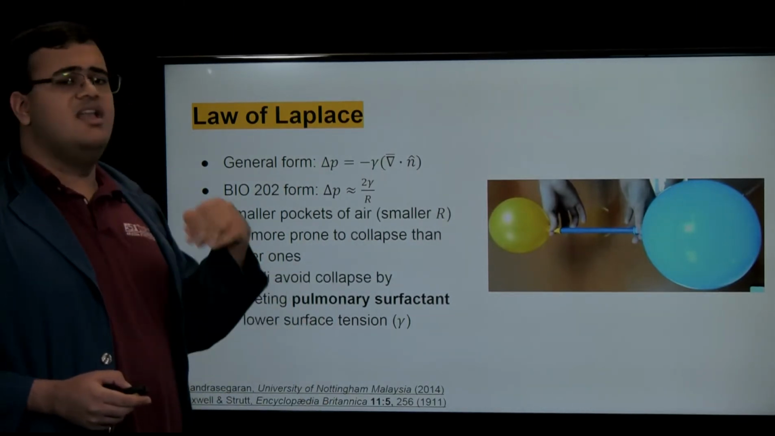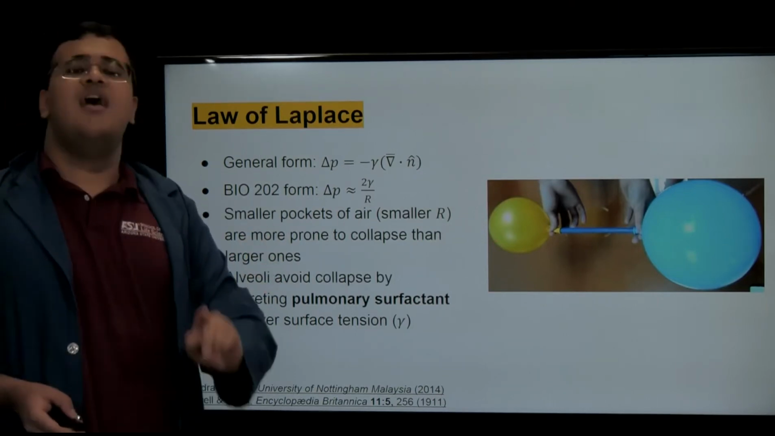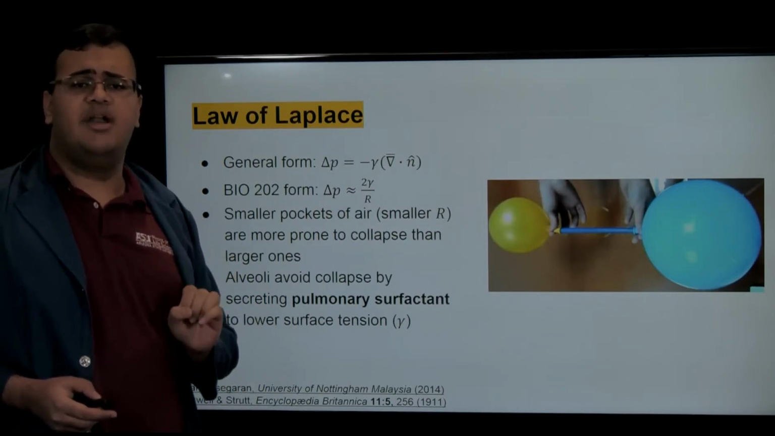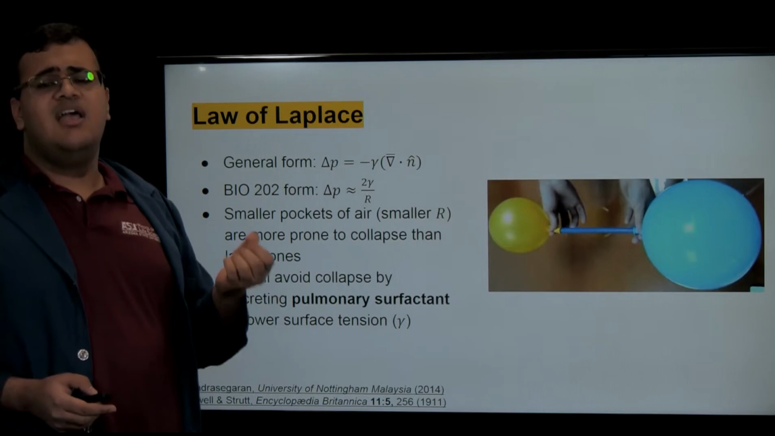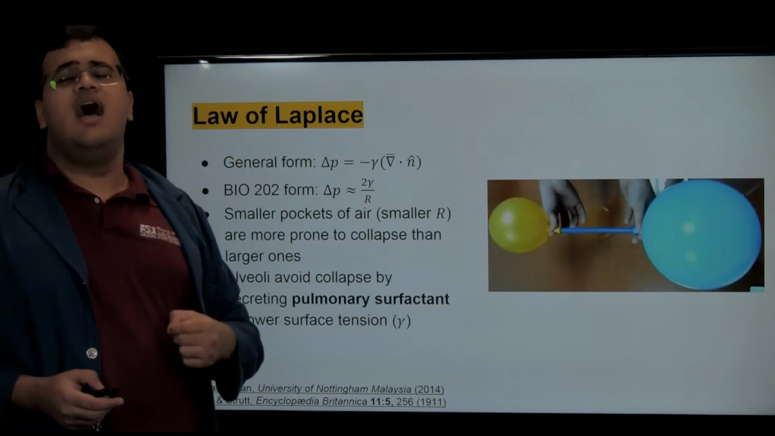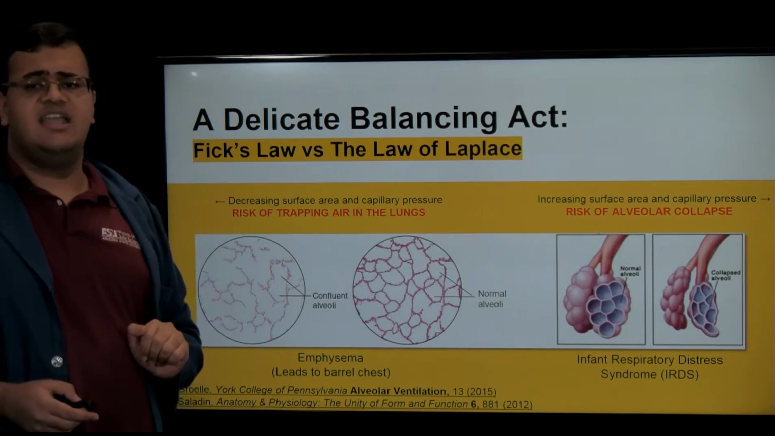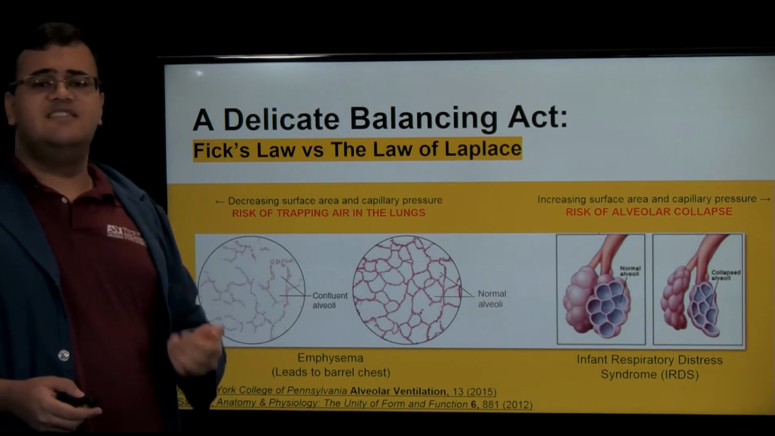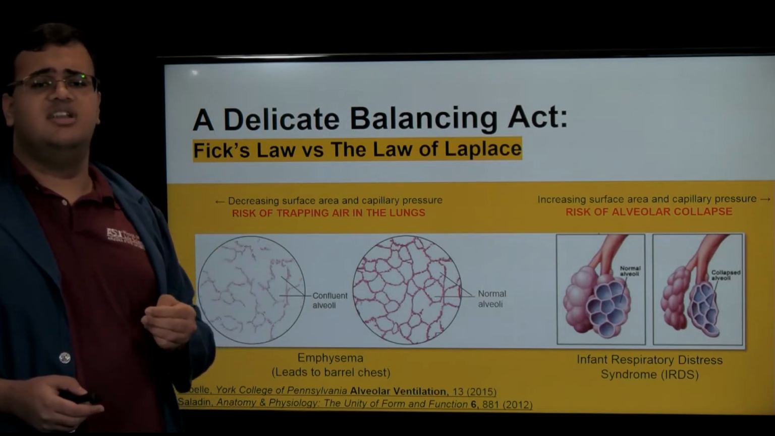Alveoli actually avoid collapse in healthy people by secreting what's called pulmonary surfactant. Not bile surfactant, but pulmonary surfactant. It's like a soap or a detergent that reduces the hydrogen bonding in water and allows the actual capillary pressure to go down. That way, the spherical radius of alveoli can become nice and small and you won't have to worry about them collapsing. However, this is a very delicate balancing act, and if anything doesn't operate correctly in the respiratory system, it's physically prone to trapping air in the lungs or the alveoli collapsing or all sorts of respiratory disorders.